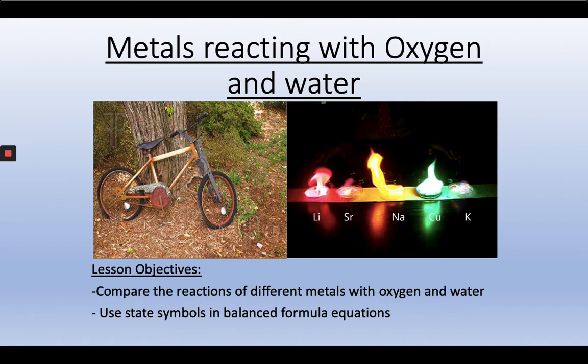We've already talked about the bike. We're going to talk a little bit more about rusting and why the bike has gone that colour. And the picture on the right is of reactions with water and the group 1 metals there. So you've got Li, which hopefully you'll be able to identify some of these already, Li, lithium, etc.